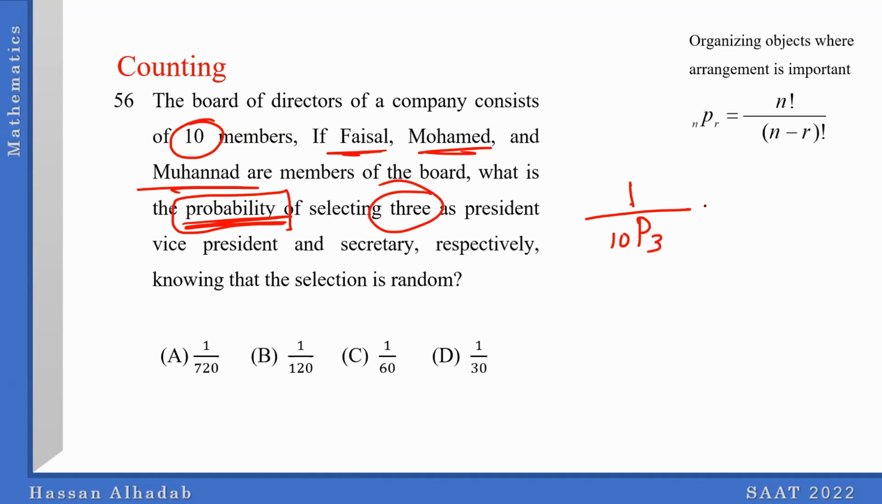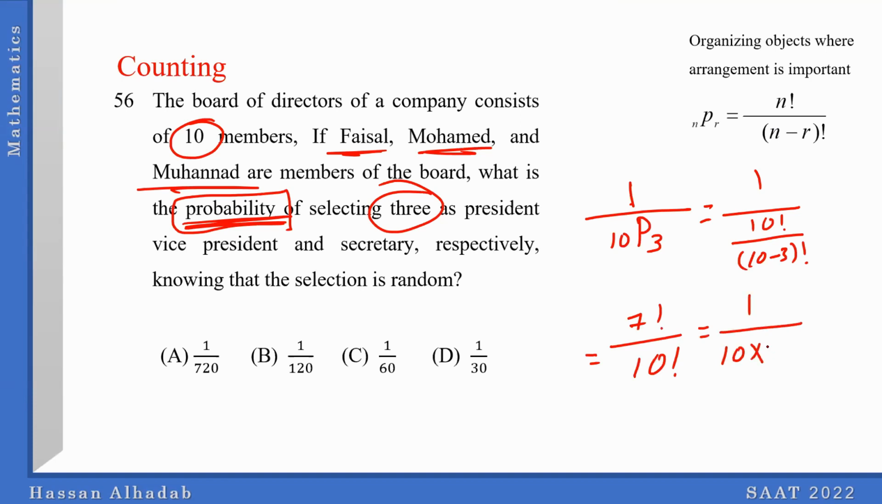Now, if you want to simplify this one, this is going to be 1 over 10 factorial over 10 minus 3 factorial. Okay, so this is like the reciprocal, so I can just flip. So this is going to be 7 factorial over 10 factorial. This is going to be 1 over 10 times 9 times 8. And the answer is A.